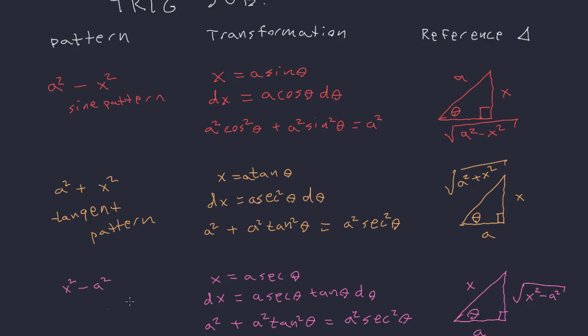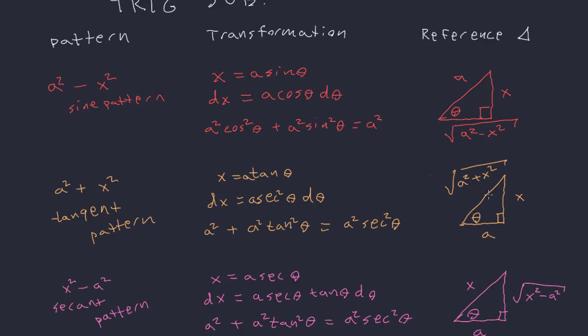And then finally, here's our secant transformation, say x squared minus a squared. Since this is a secant pattern, we'll use the transformation x equals a secant theta, which makes dx a secant theta tangent theta d theta, and we use the same Pythagorean identity we do for the tan transformation, and then we get this particular reference triangle.